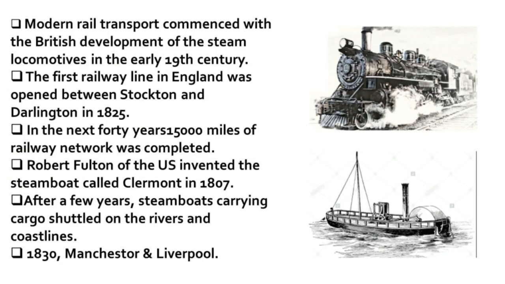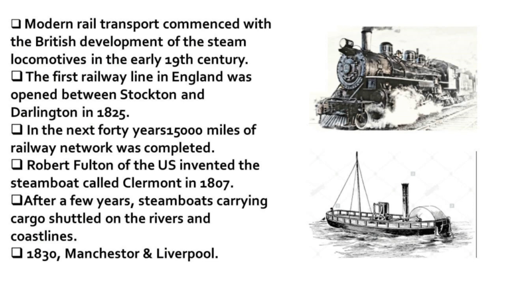Modern rail transport commenced with the British development of the steam locomotive in the early 19th century. The first railway line in England was opened between Stockton and Darlington in 1825. In the next 40 years, 15,000 miles of railway network was completed.